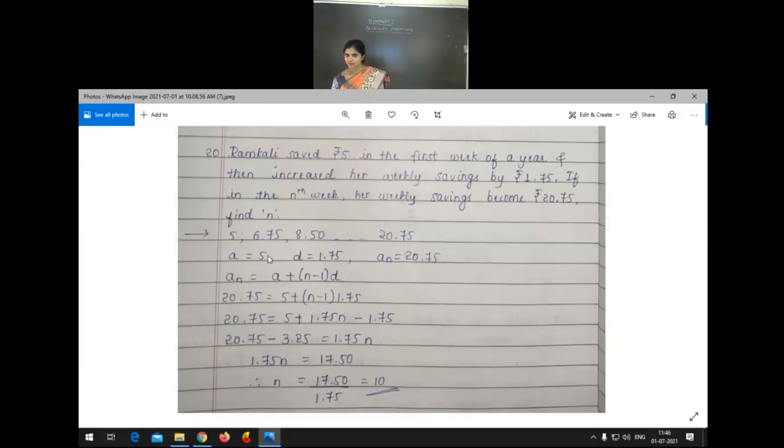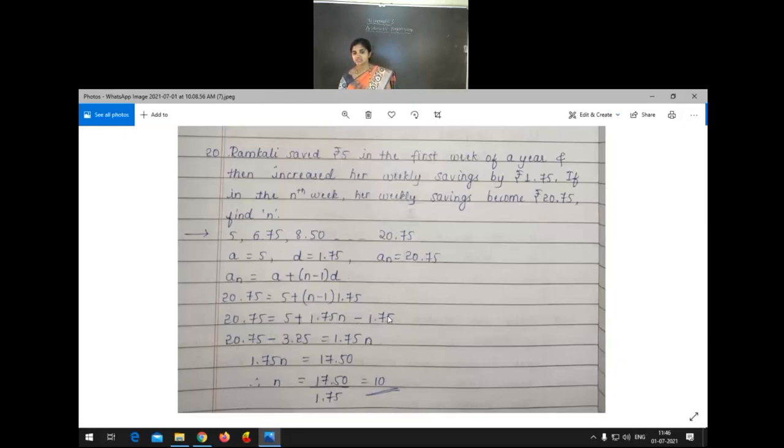So a is equal to 5, difference is 1.75, and an is 20.75. Which concept do we have to take? The nth term only. an is equal to a plus n minus 1 into d. an is 20.75, a is 5, d is 1.75, so 20.75 is equal to 5 plus 1.75n minus 1.75.